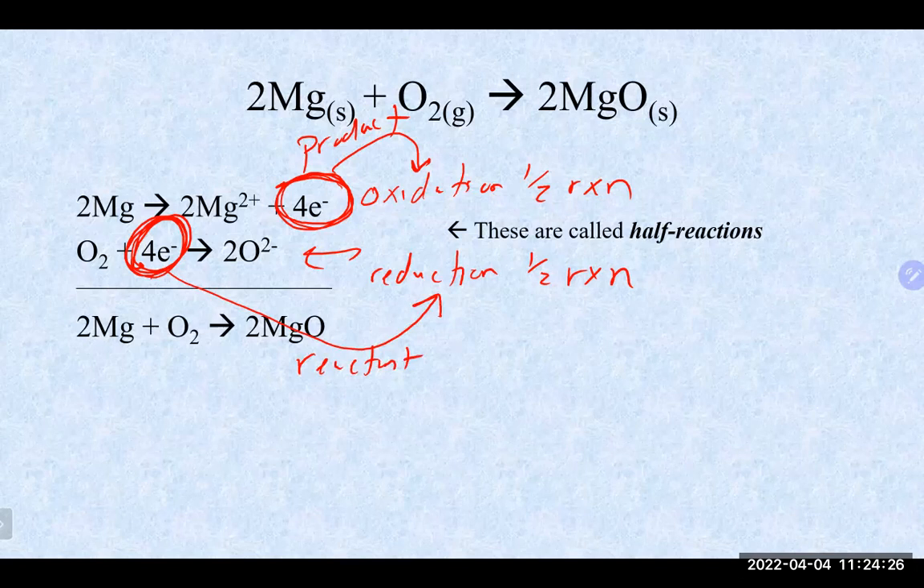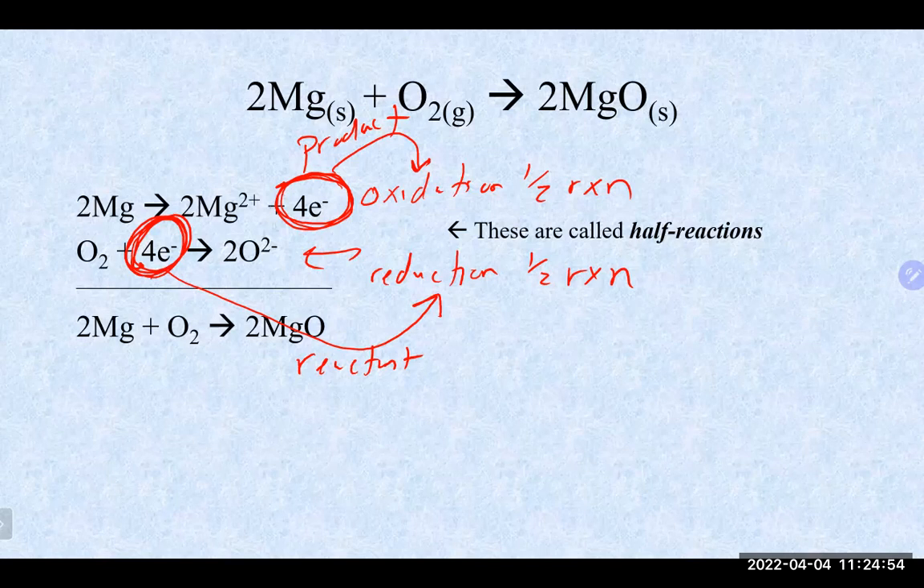They're called half reactions because when you put them together, you get the overall reaction that's taking place, which is the bottom reaction there, the magnesium plus the oxygen, making the magnesium oxide. And by the way, the number of electrons is always the same in both half reactions, because in a redox reaction, however many electrons somebody loses is how many electrons somebody gains. So it's like a perfect transfer of electrons from one thing to the next.